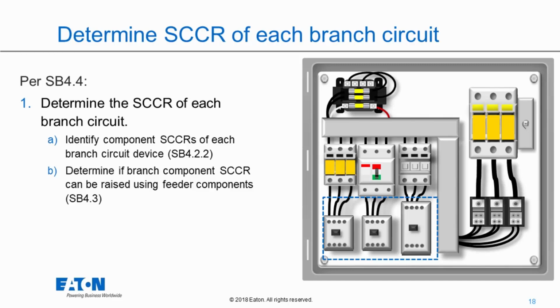And then there's this part B where we can determine if my branch component short circuit current rating can be raised using feeder components, right? So that's kind of a weird one. We'll spend a lot of time on how exactly that works.